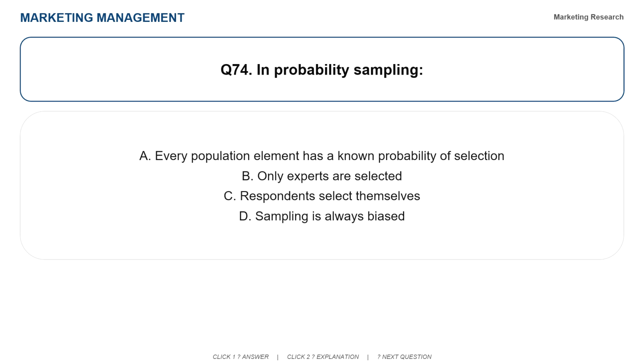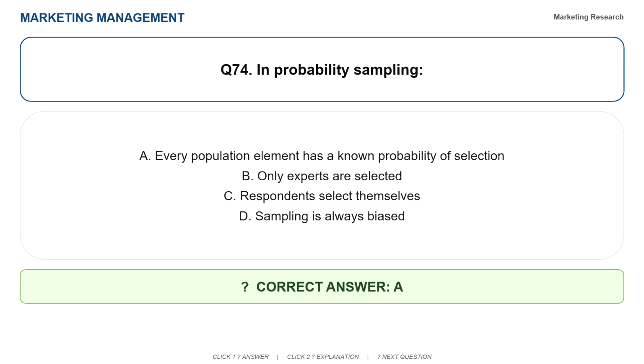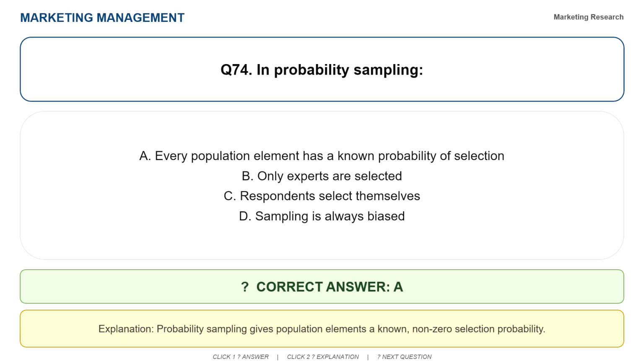Question 74. In probability sampling. Option A. Every population element has a known probability of selection. Option B. Only experts are selected. Option C, respondents select themselves. Option D, sampling is always biased. The correct answer is A. Explanation. Probability sampling gives population elements a known, non-zero selection probability.